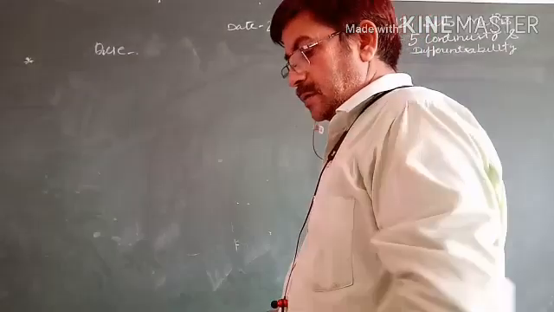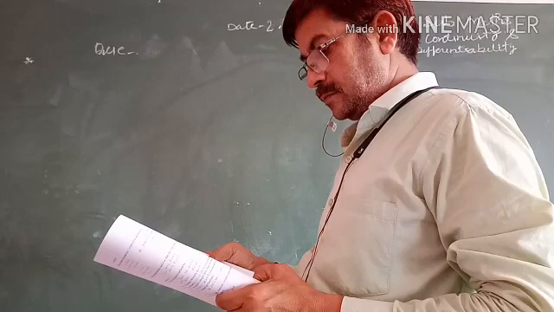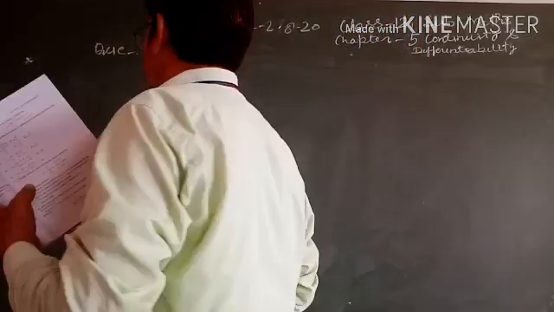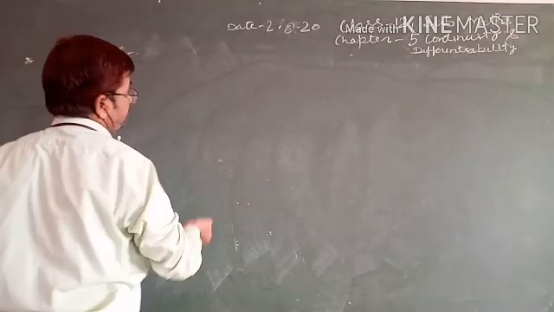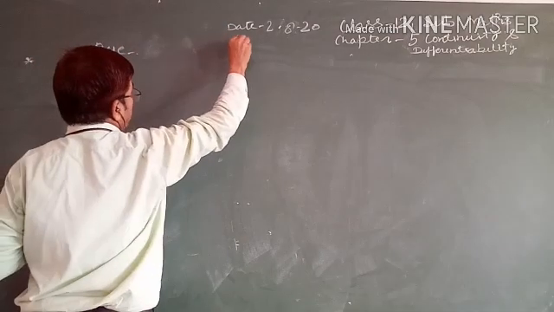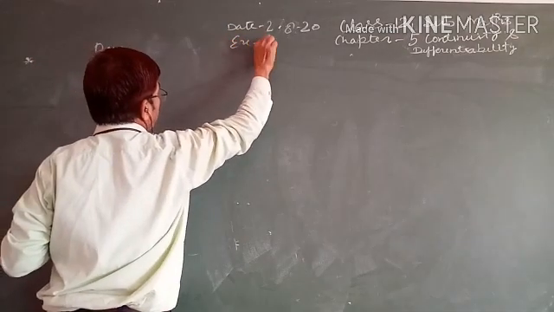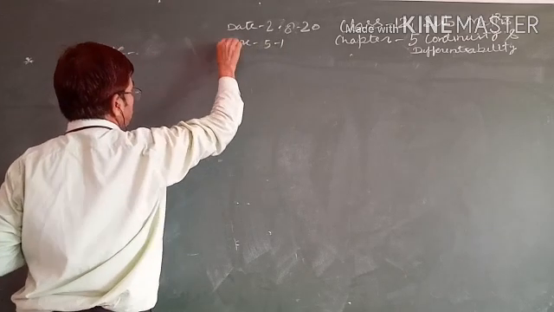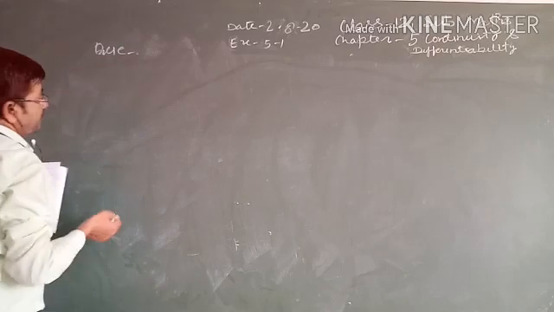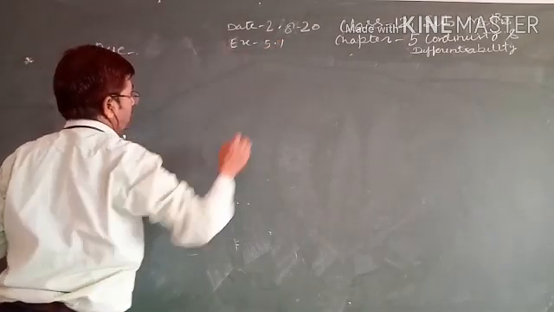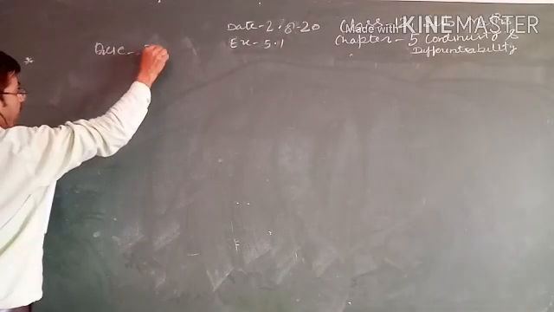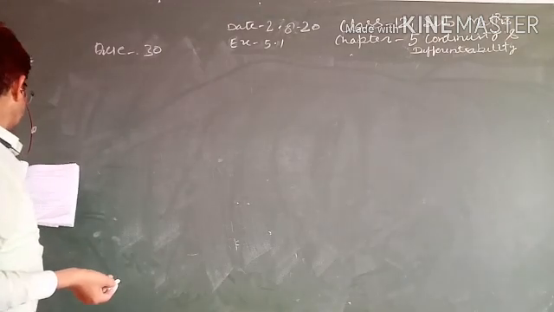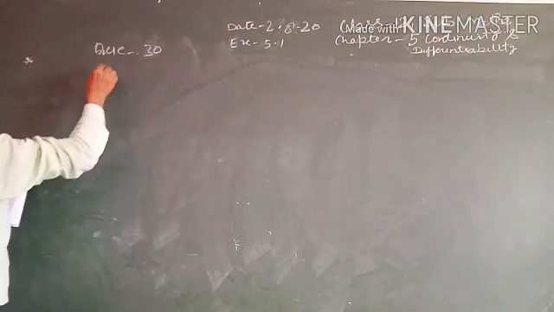Question number 30, Exercise 5.1. In this question, find the values of A and B.